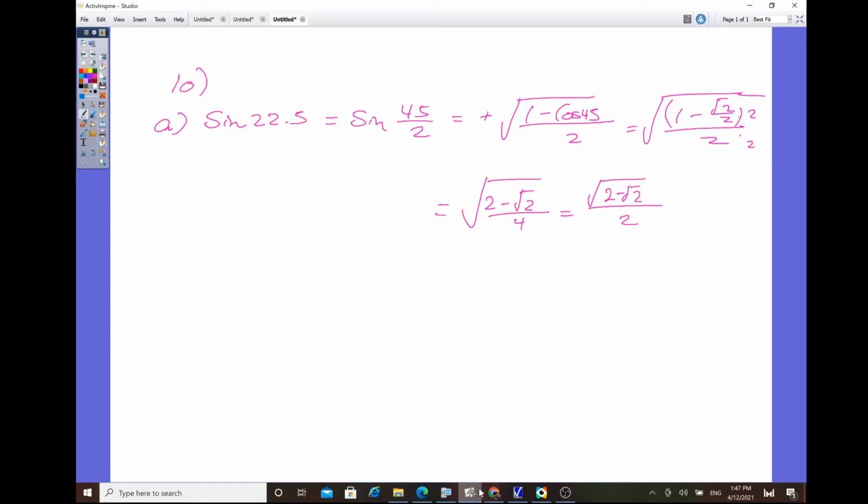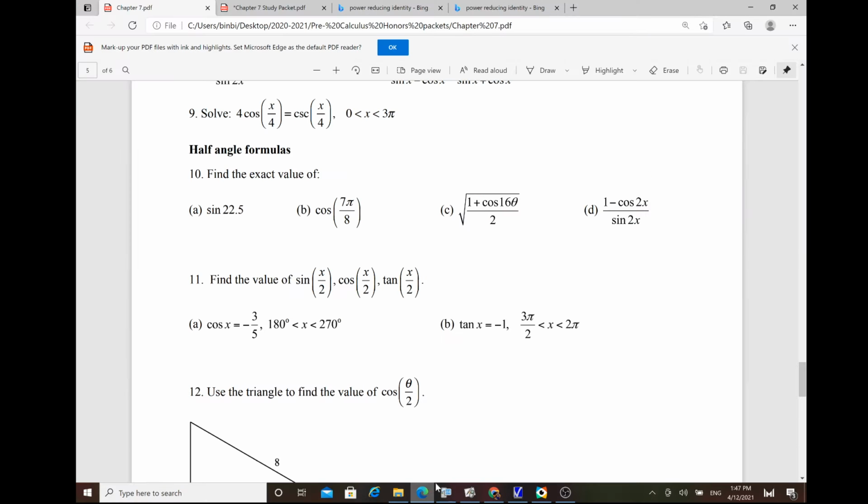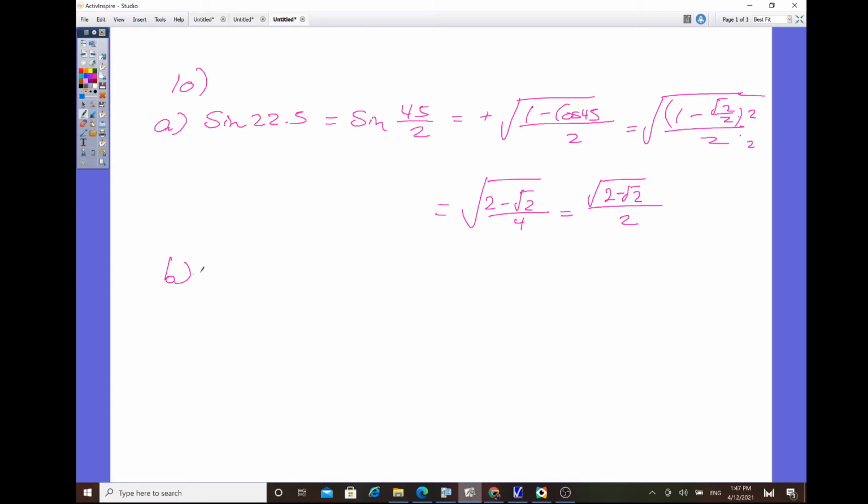And now what about 10b? Cosine of 7 pi over 8. Again, using the half angle identity, this is written as cosine of (14 pi over 8) divided by 2. In other words, cosine of (7 pi over 4) divided by 2. Using the half angle identity, we have to be very careful with the quadrant number.